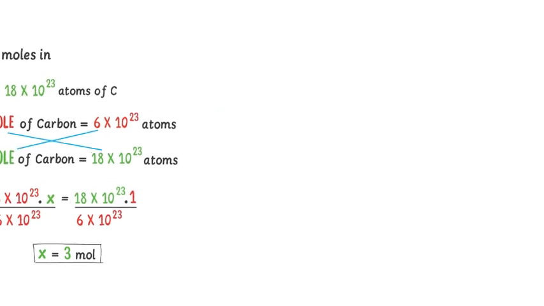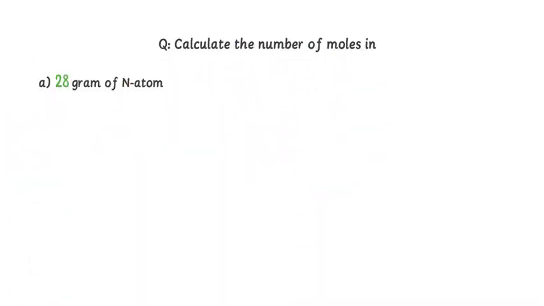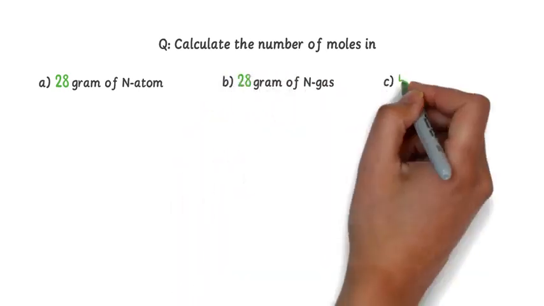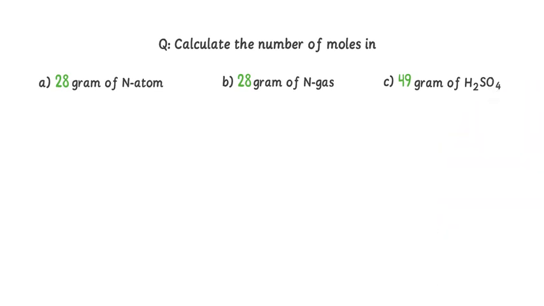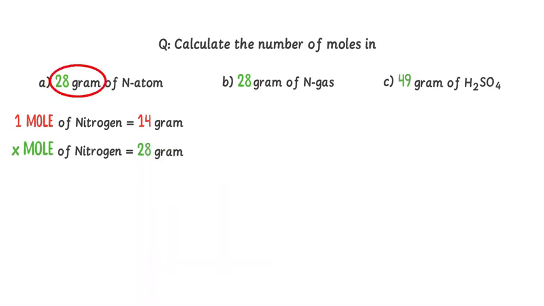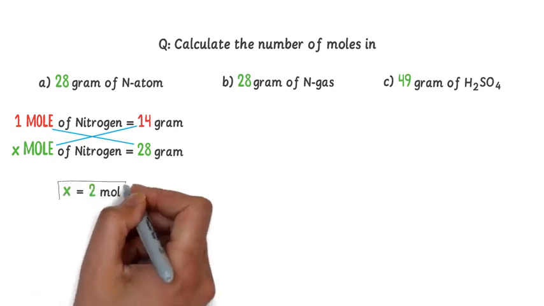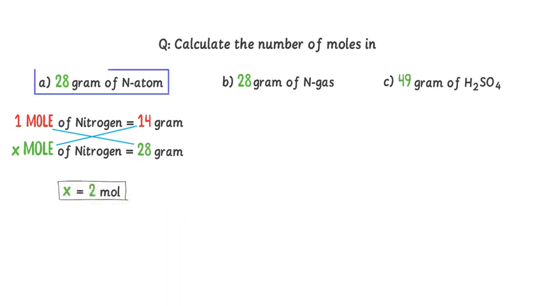Now let me take you to the medium level. Calculate the number of moles in 28 gram of nitrogen atom and 28 gram of nitrogen gas and in 49 gram of H2SO4. Now in case of nitrogen atom, we know that 1 mole of nitrogen atom is equal to 14 gram. So there are X moles present in 28 gram of nitrogen. After calculation, I get n is equal to 2 moles. So there are 2 moles present in 28 gram of nitrogen.